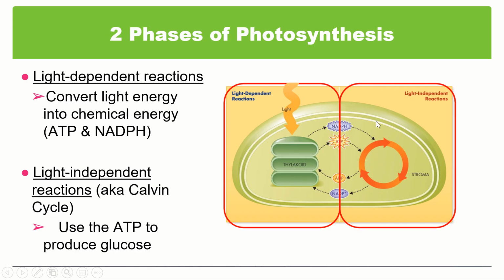This picture here is showing the relationship between the two. The light-dependent reactions occur in the thylakoid, specifically in the thylakoid membranes, and the light-independent reactions, or the Calvin cycle, occur in the stroma of the chloroplast. And so we're going to stop there for this section, and then in the next video we'll get into more details of the light-dependent and light-independent reactions.